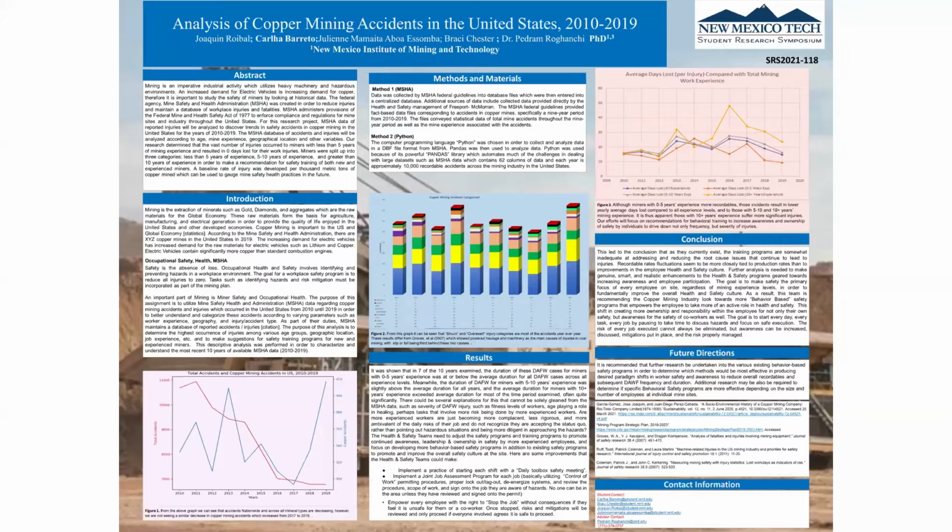Mining is the extraction of minerals such as gold, diamonds, and aggregates, which are the raw materials of the global economy. These raw materials form the basis for agricultural manufacturing and electrical generation in order to provide the quality of life enjoyed in the United States and other developed economies. Copper mining is important to the US and global economies. According to the Mine Safety and Health Administration, for these copper mines in the United States in 2019, there is an increase in demand, especially for electrical vehicles and raw materials that we specifically need.